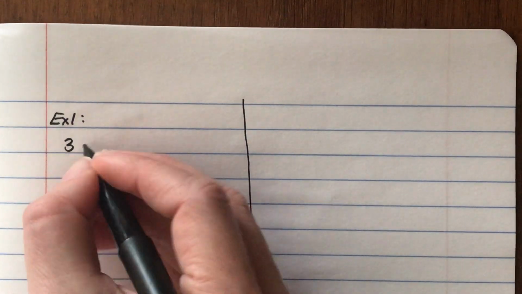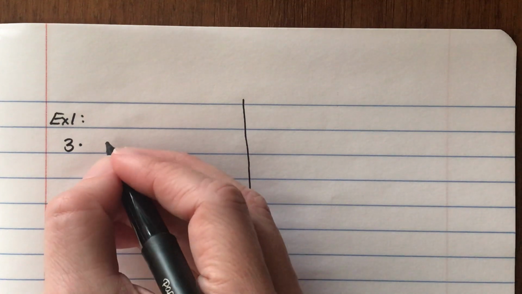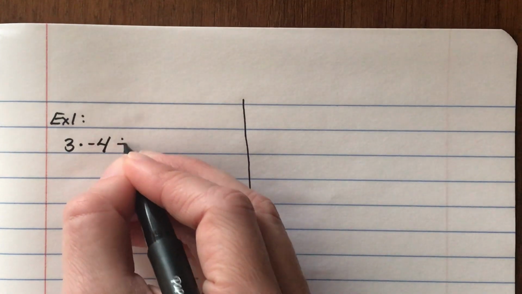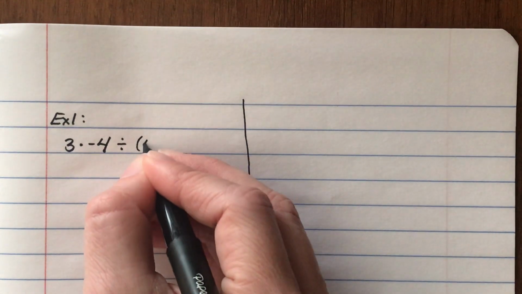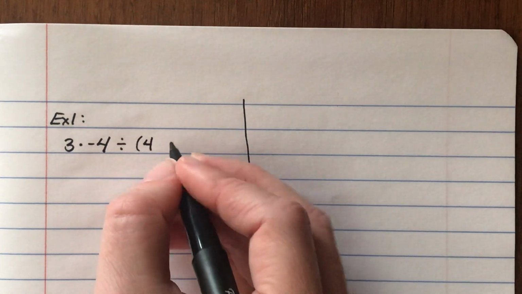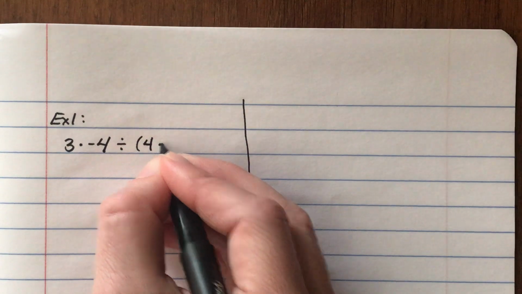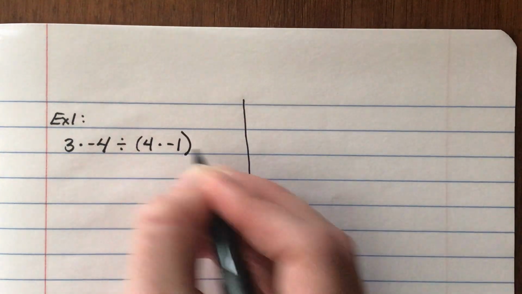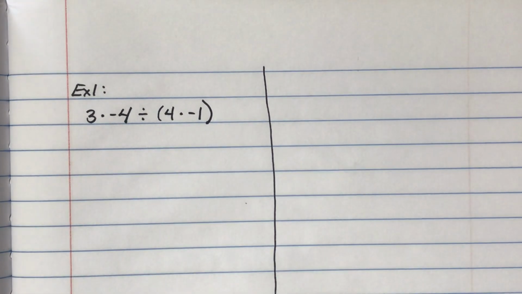So example number 1, let's do the problem. 3 times -4 divided by 4 times -1. All right, so go ahead and copy that down.